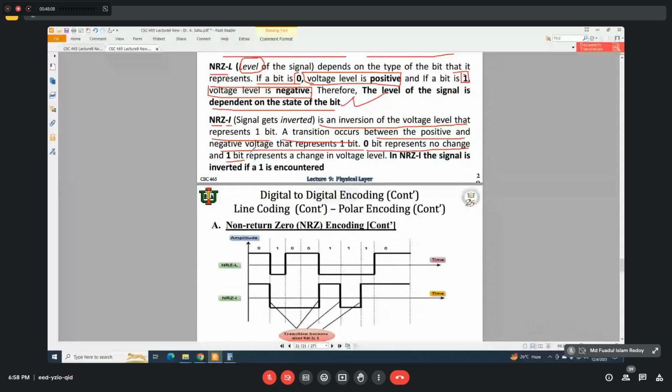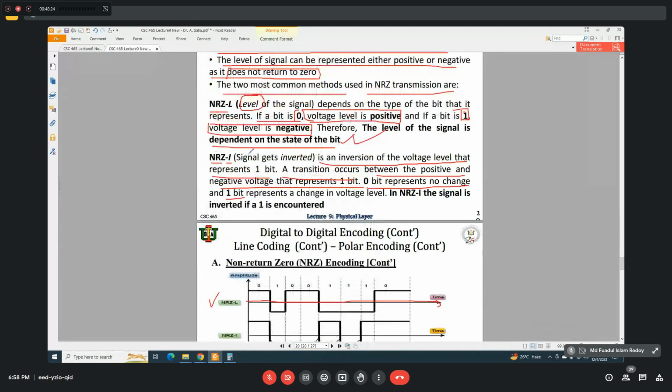So you can see that in the case of NRZ-L, we say that if it is a zero, the voltage level is positive, and if it is a one, it is going to be negative. So nothing is going to return to zero. This is my zero or neutral voltage, so it is not going to move to that. That's why it is non-return-to-zero, first of all. And the second is that if it is zero, then it is going to be positive.